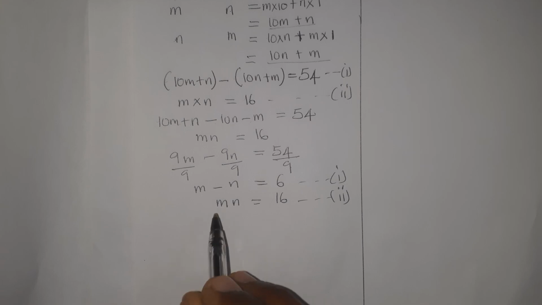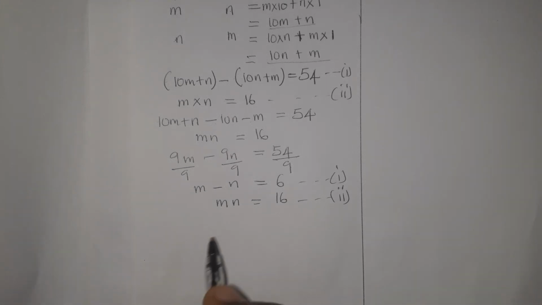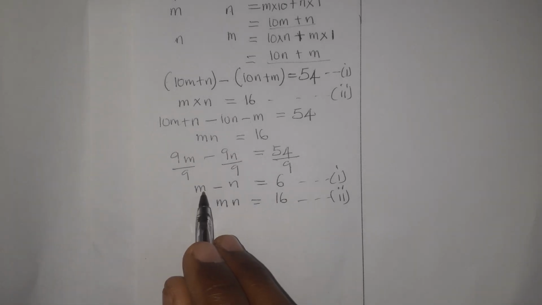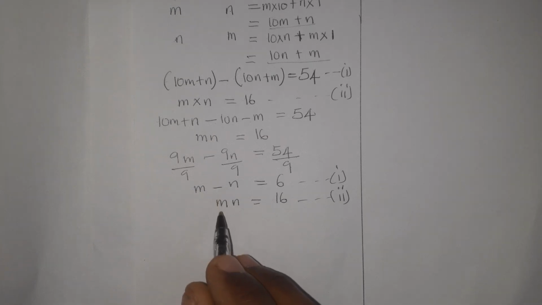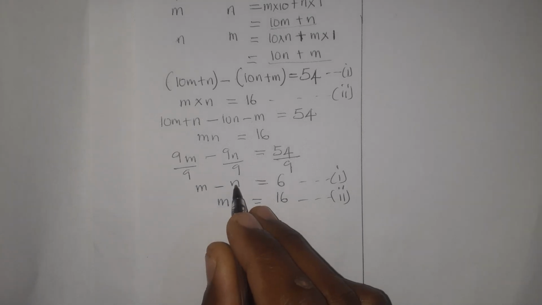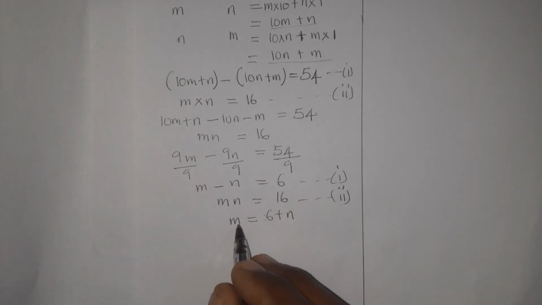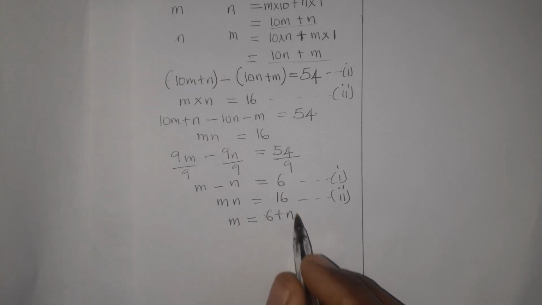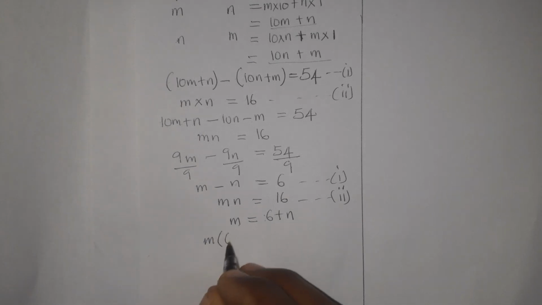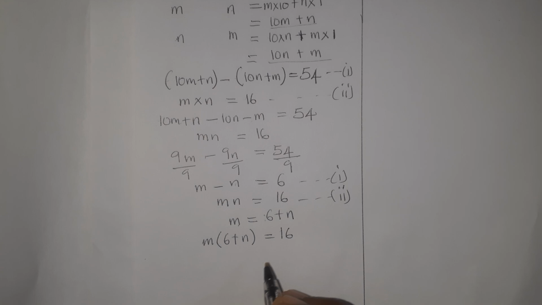Now to find the value of m, we choose the first equation, which is linear. The second is not linear because we have the product of this and this. Now we make m the subject of the formula and substitute the result into equation 2. So m is equal to, we take n to this side, and it becomes 6 plus n. Where there is m in the first equation, we put 6 plus n. So m bracket 6 plus n is equal to 16.